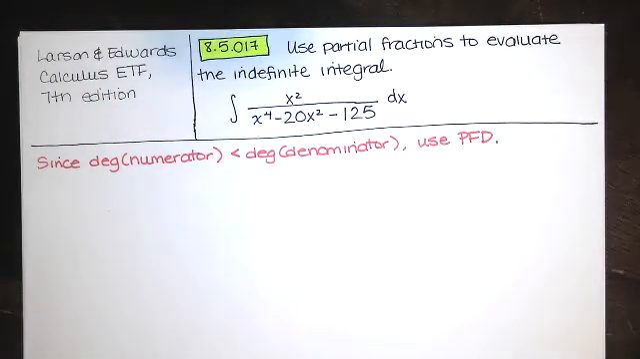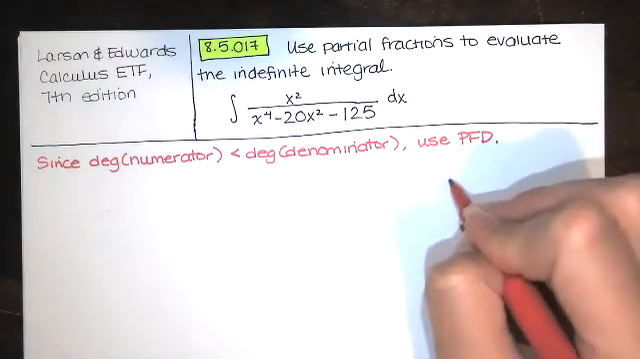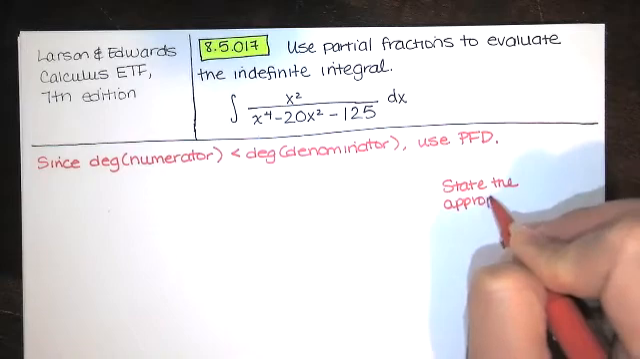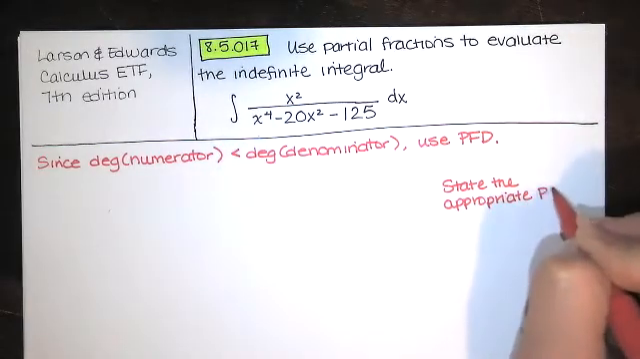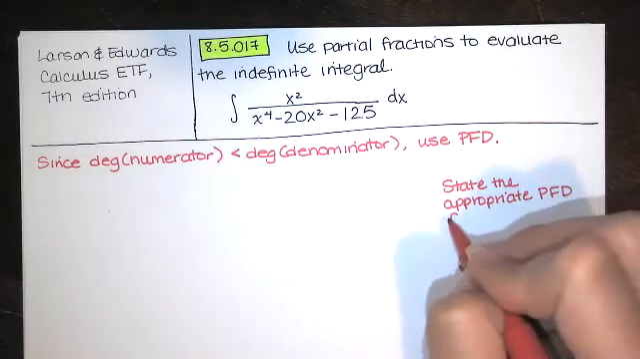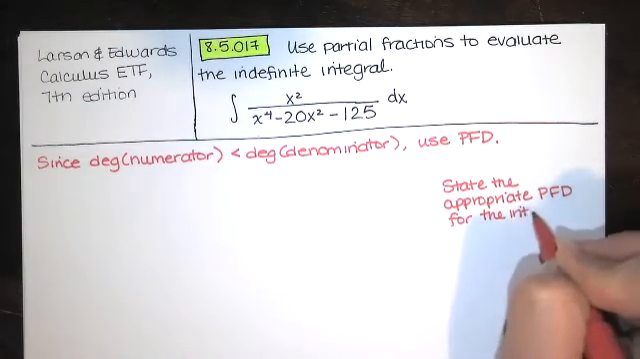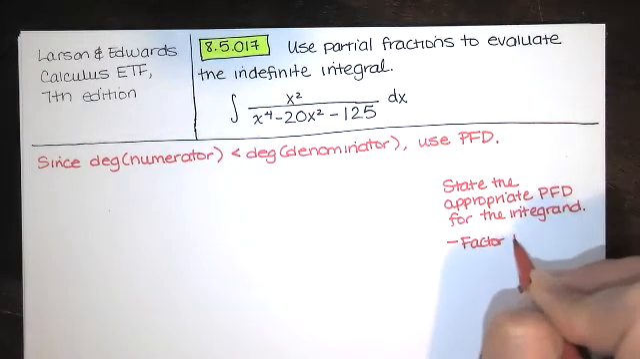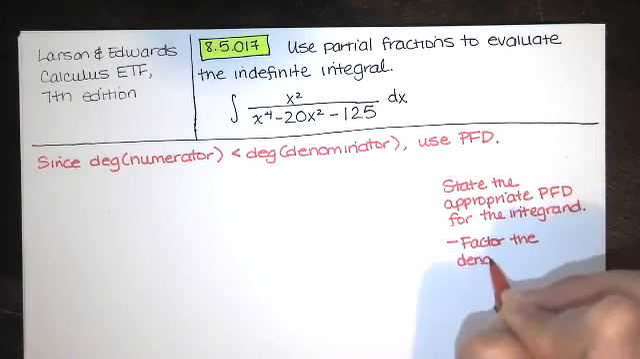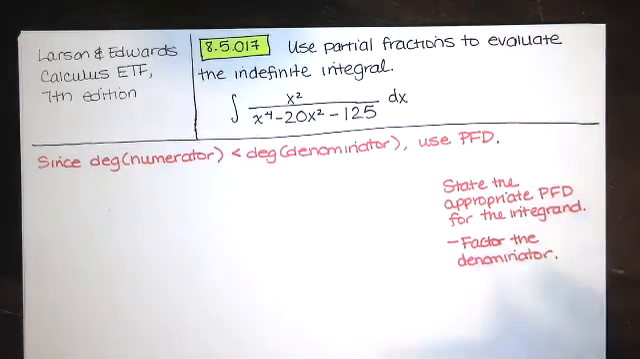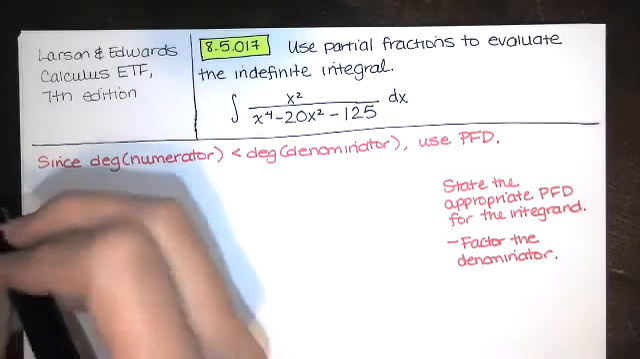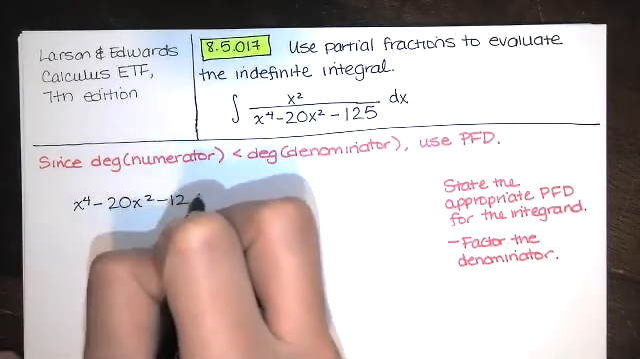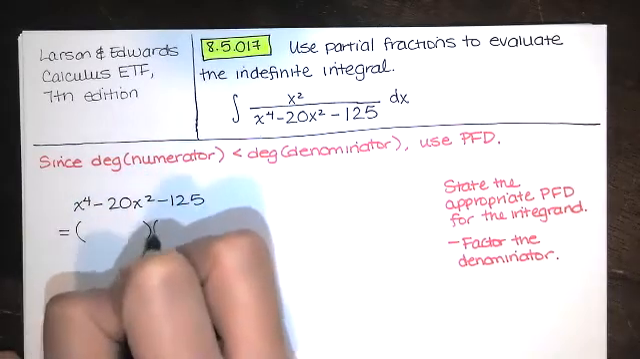And after you've realized that you're ready to use PFD, you want to state the appropriate partial fraction decomposition for that expression, for that rational function. And the way we do that first is to factor the denominator as much as possible. So I've got x to the fourth minus 20x squared minus 125, and I want to factor that.